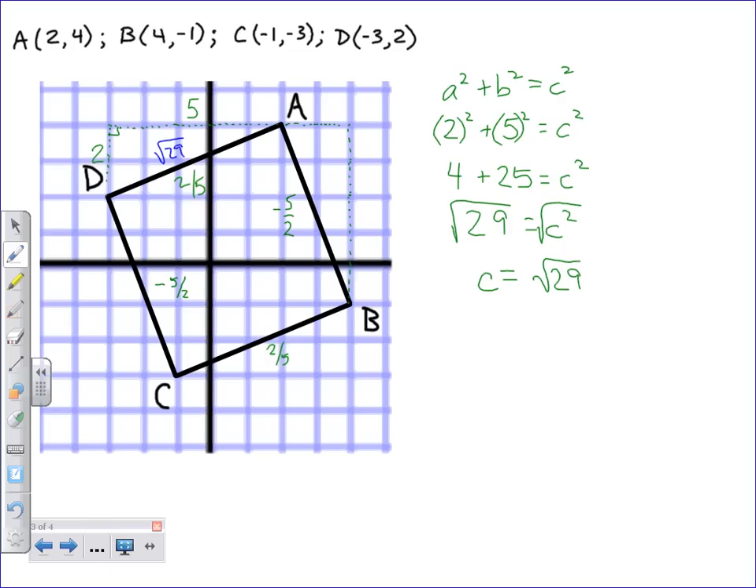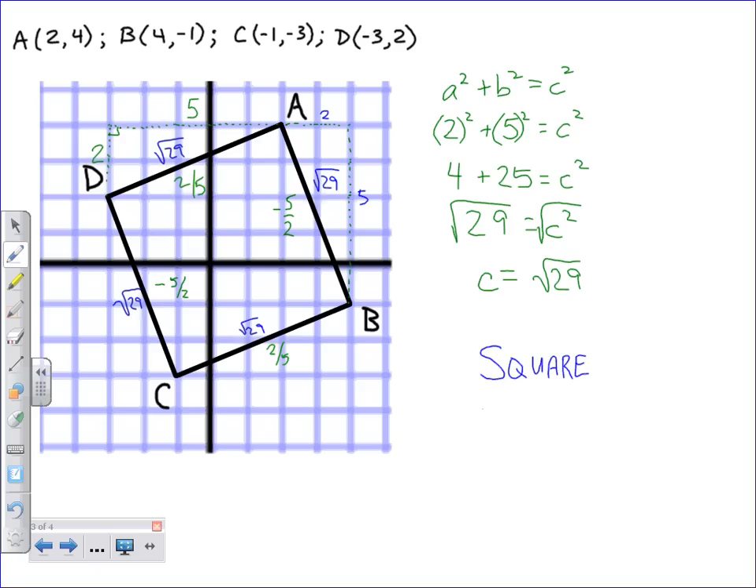This one over here is 2 and 5, which is the same as the one we just did. So that would be the square root of 29. And what we'll find is 2, 5 for all the rest. So all of them are the square root of 29, which means all sides are equal. So then the most specific thing that this is, is a square.